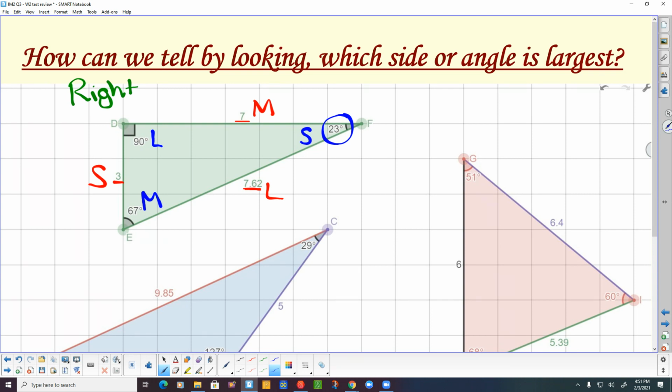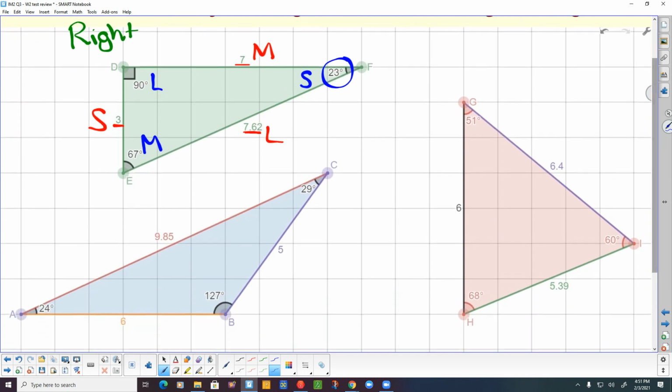I'm going to go to another one right here. This is an acute triangle. All the angles are less than 90 degrees. Well, let's label it from short, medium, long. Here's my short. Here's my medium. Here's my long. Those are my 3 sides, right? The 5.39, 6, and 6.4. Short, medium, long, or small, medium, large.